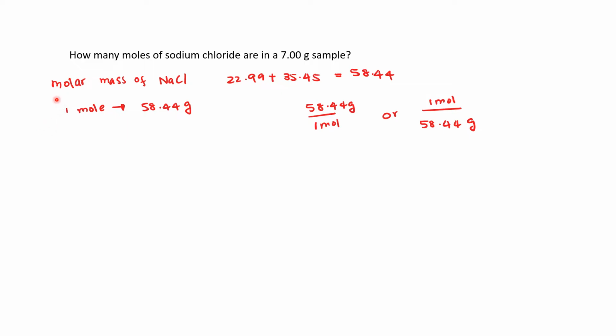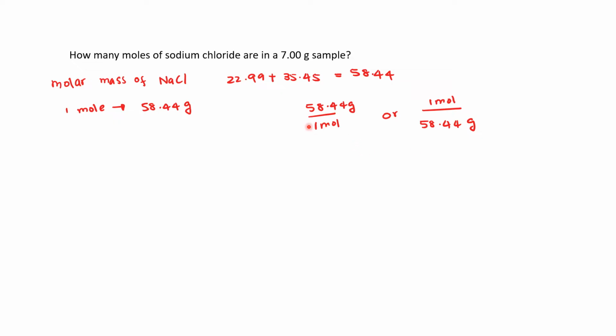First, let's find out the molar mass of sodium chloride. Molar mass is the mass of the sample in grams of 1 mole. So you can do this easily by adding up the masses of sodium and chlorine. So sodium is 22.99 and chlorine is 35.45. That makes 1 mole of sodium chloride 58.44 grams.